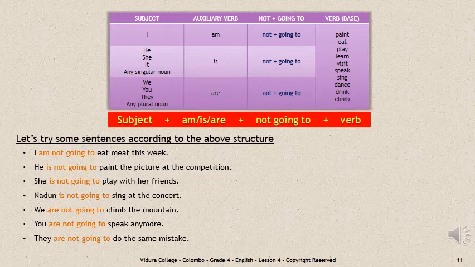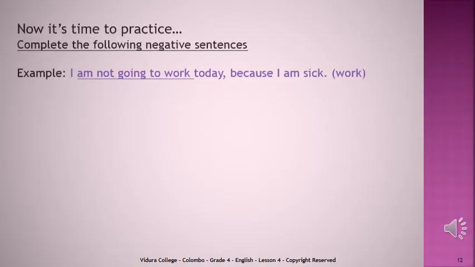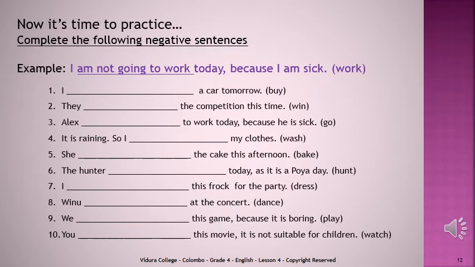So like that, you can make negative sentences simply by adding not before going to. Okay children, now it's time to practice. Complete the following negative sentences. Here I have given you an example. I am not going to work today because I am sick. I have given you the verb within brackets.